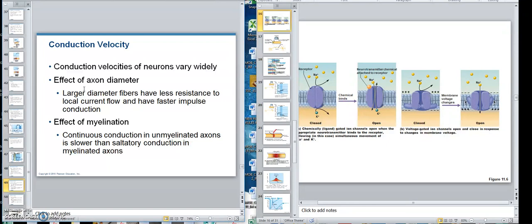Now, the faster the neuron, the more ATP you're going to use. See, that's like the money thing with the mailing of the letter. All right, so that sets the stage.